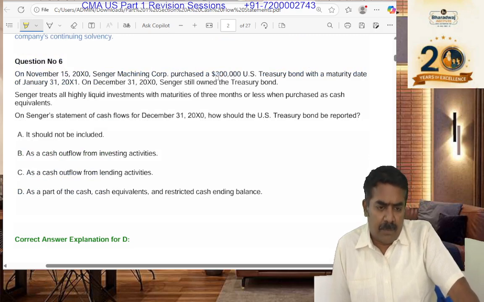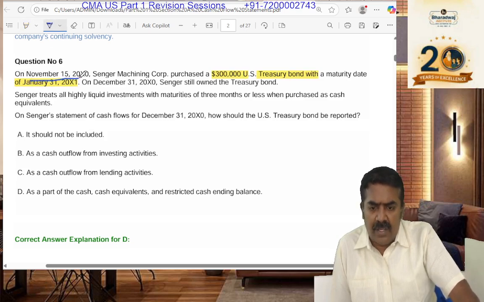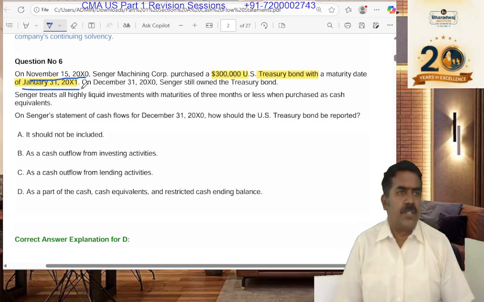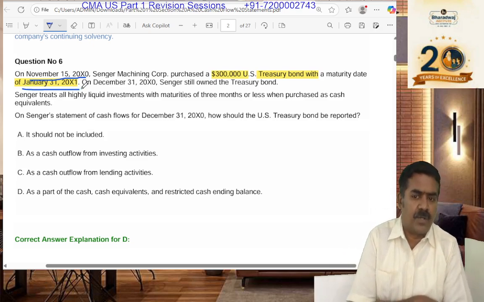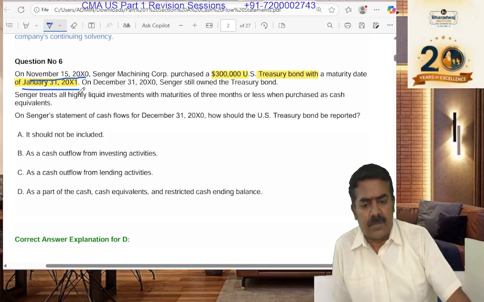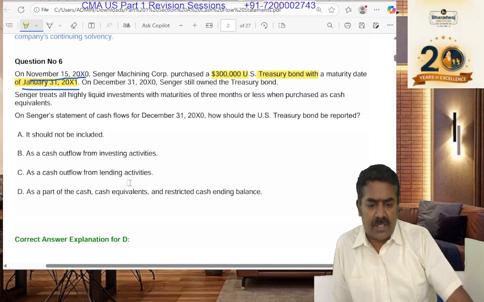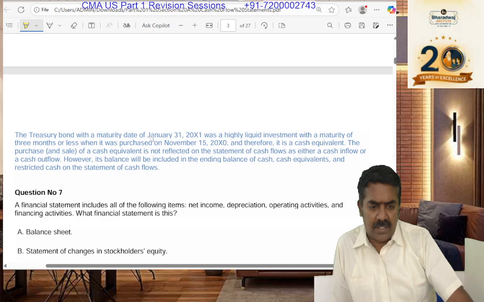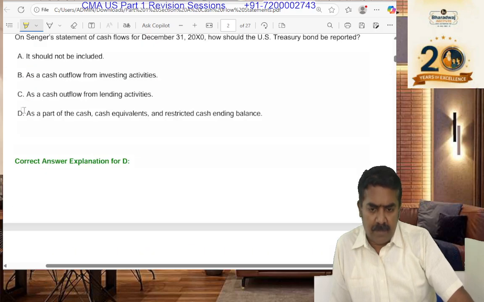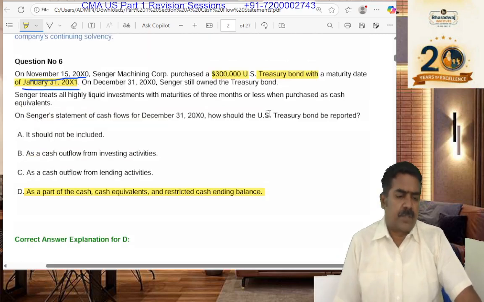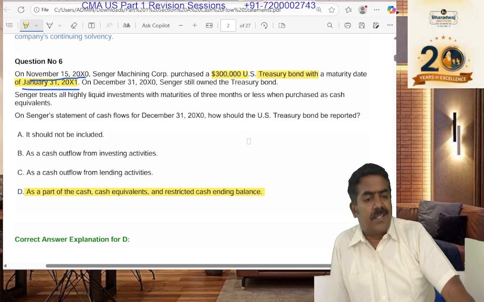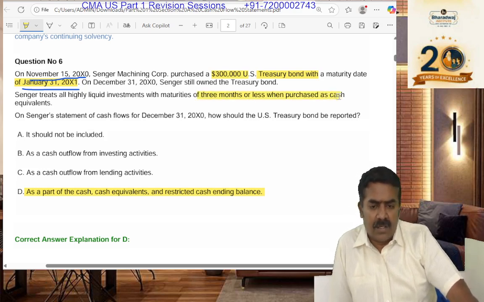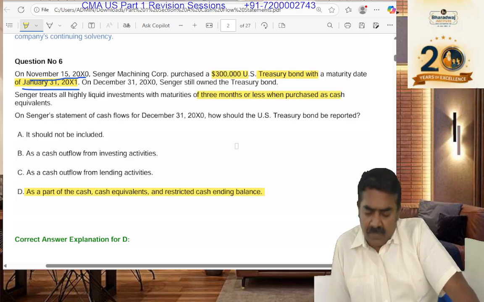On November 15th, we purchased 30,000 treasury bonds with a maturity date of January 31st. See, cash and cash equivalents will have less than 3 months maturity. So December, January, less than 3 months maturity, it will be called cash and cash equivalents. If you make some investment, fixed deposit or bonds, having less than 3 months maturity, that will be called cash and cash equivalent.